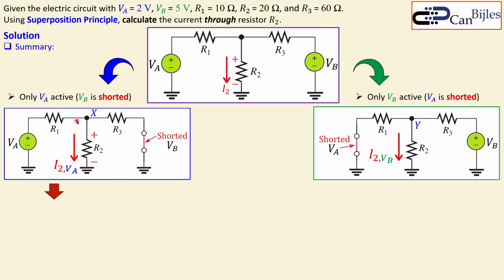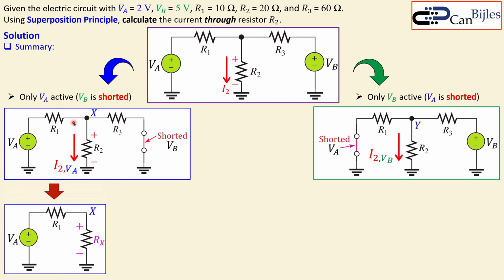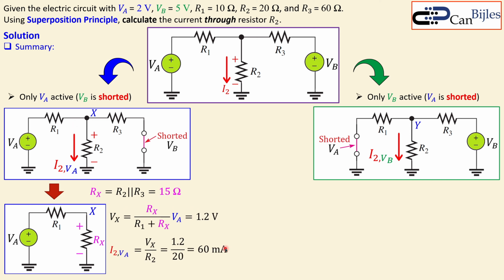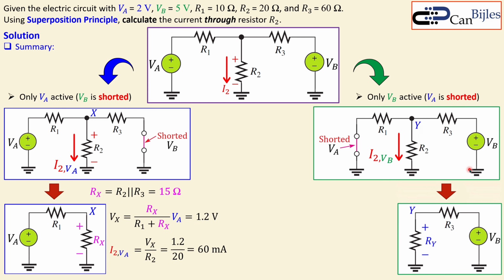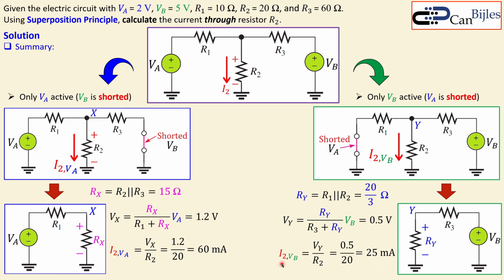Now we also made that circuit simple, so in order to calculate Vx, Rx is calculated first, then Vx, and then also the I2 due to VA. In a similar form, we did this for this circuit. I go a little bit faster to summarize this and also simplify this circuit, and then you also get Ry and Vy, and then also calculate the I2 due to VB.